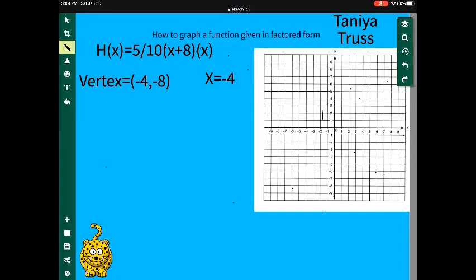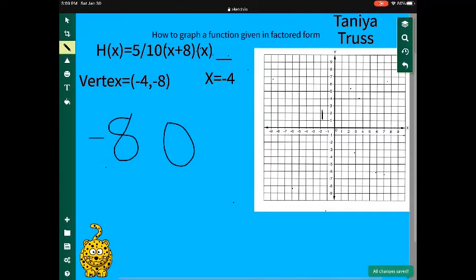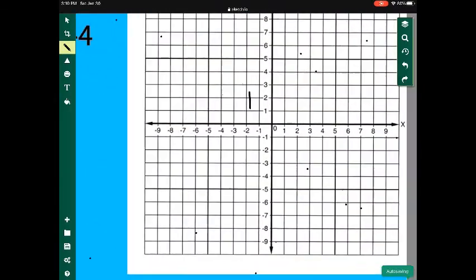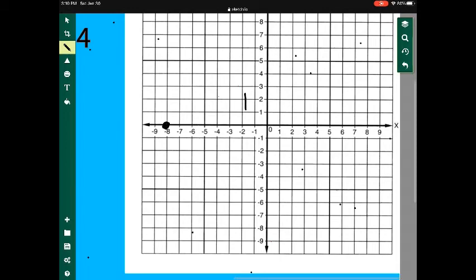Now, we have our vertex, we have our x value, and we still have both of our intercepts. So our intercepts are actually, opposite of positive is a negative. So it's a -8. Since there's nothing here, it is automatically a 0. So our intercepts that we're going to graph on the x-axis is -8, 0. All right? So we're going to graph -8, 0.